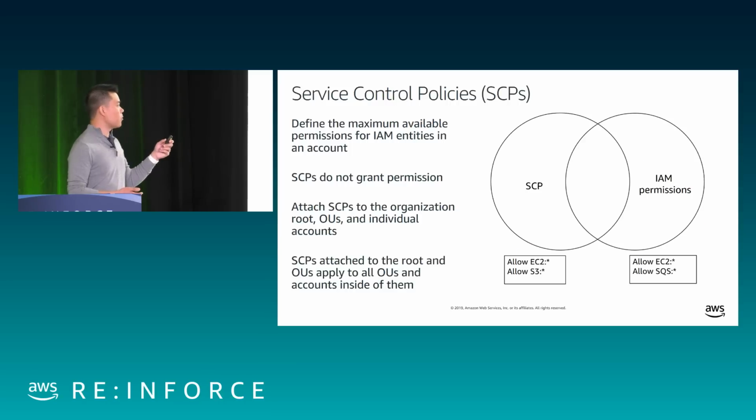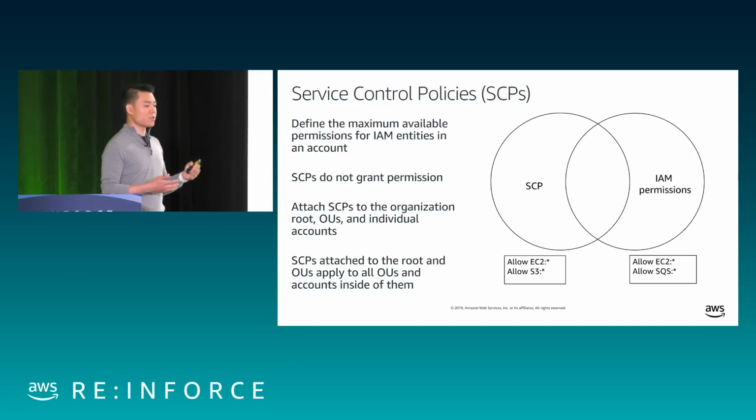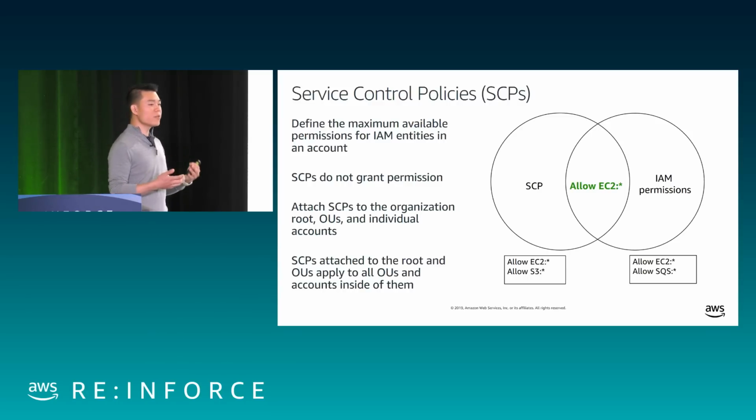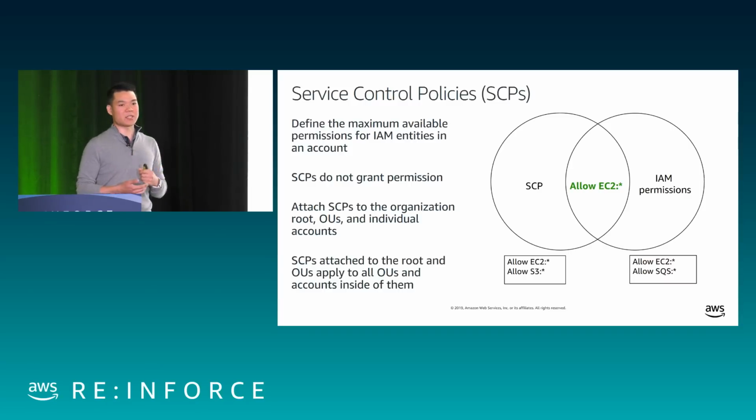And so with service control policies, here's an example of how that functions together. On the left-hand side, I've defined a service control policy on an account that grants me access to EC2 and S3. And my IAM permissions for me as a user says Ray has access to EC2 and SQS. And so if I'm sitting in an account that these both apply to, the resulting permissions is the intersection of those two policies. And so the only thing that I will be allowed to do is EC2, because that's the only service that's been defined in the service control policy, as well as in my specific IAM permissions of what I'm allowed to do in that account.